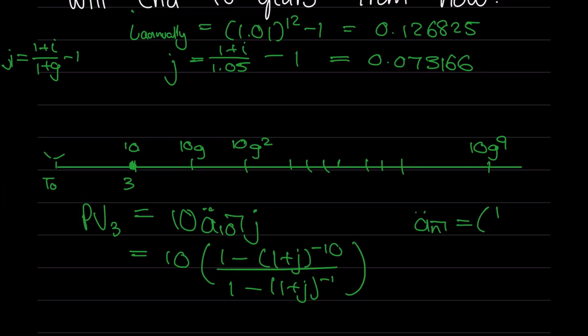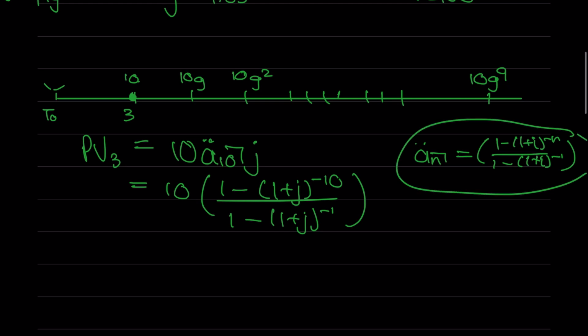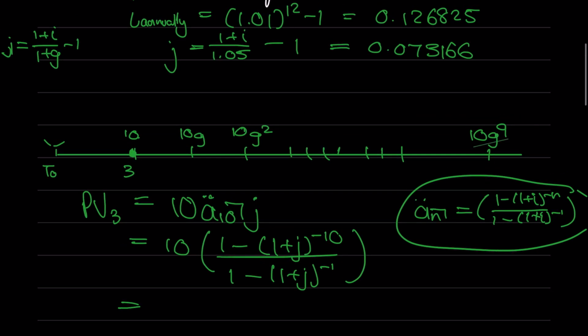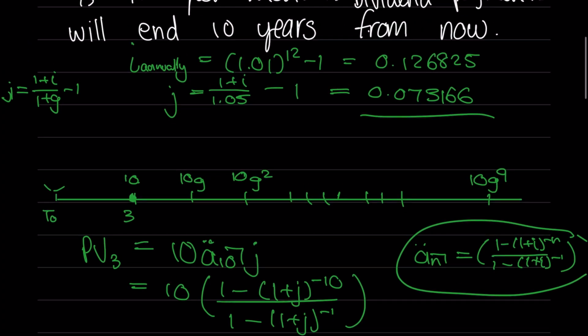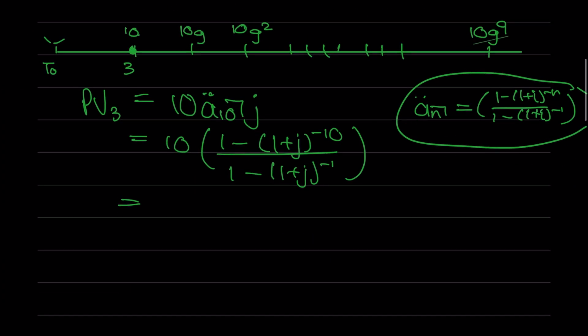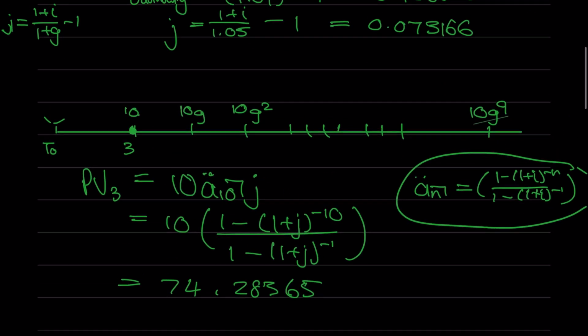1 minus (1 plus J) to the negative n, over 1 minus (1 plus I) to the negative 1. So that's that formula. Let's pop this quickly into the calculator, with J being the value we calculated. Cool. So now we have the present value at time 3.